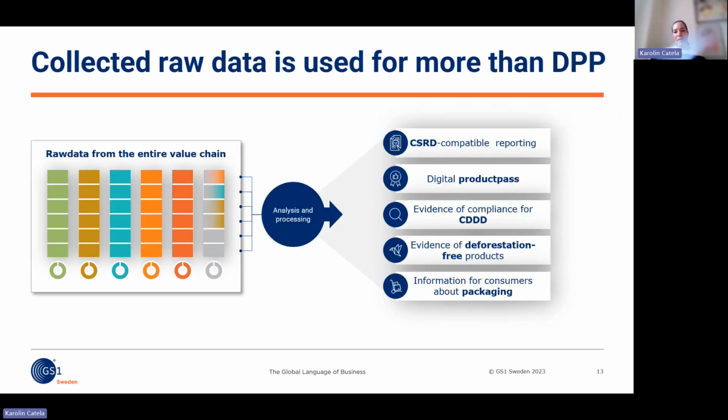And I said in the beginning, it's not just about DPP. When we do this, there could be other benefits. It is about the DPP, but by doing this, we have other benefits as well. By using the raw data we have, we can also be aligned with other regulations and have a better, more effective supply chain, better traceability, etc.